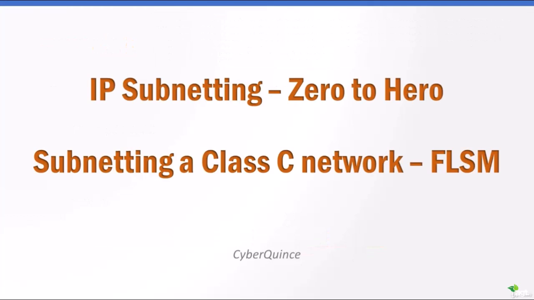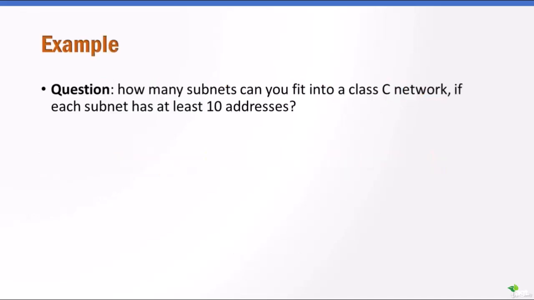This time, we're going to use FLSM to subnet class C networks. We're going to go through several simple examples. In the first example, we need to answer how many subnets can we fit into a class C network if each subnet has at least 10 addresses.